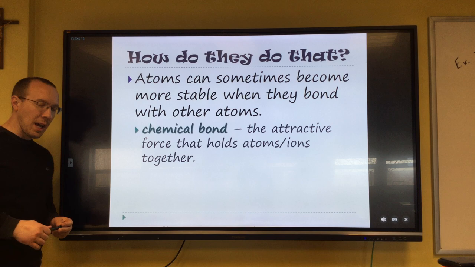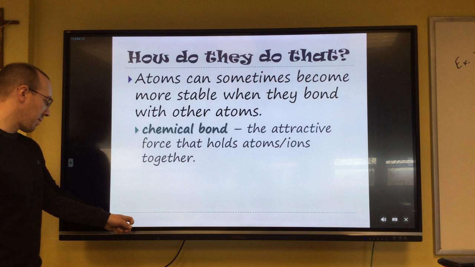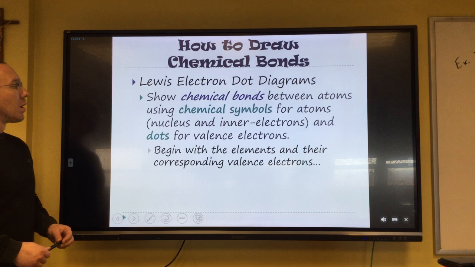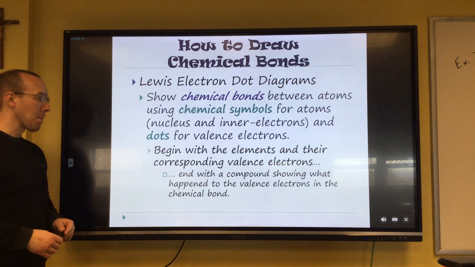So when atoms bond together, they form chemical bonds. Once again, think about what happens when you have a positive and a negative. They're going to come together, opposites attract. This is just showing how you actually start to write these things out, and I'm going to do that separately.